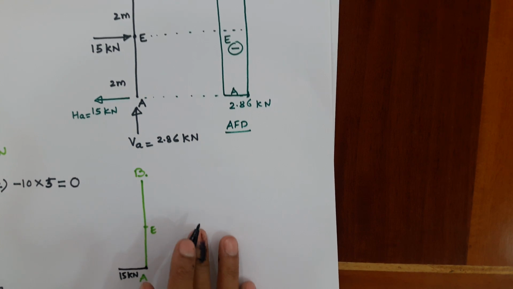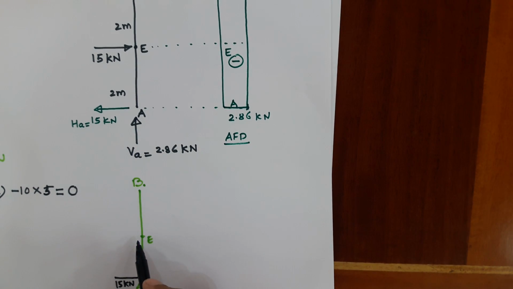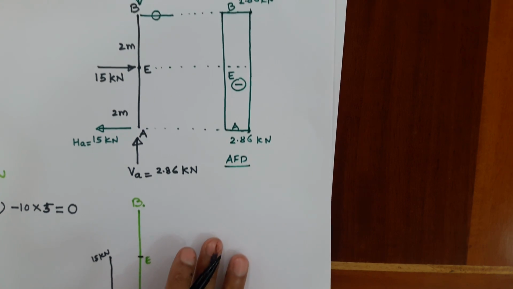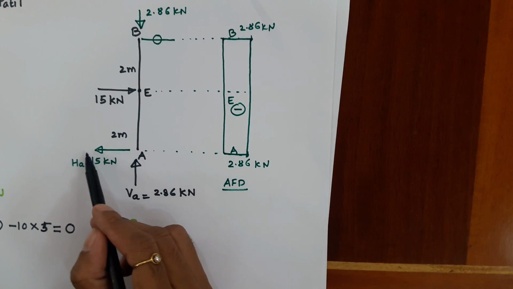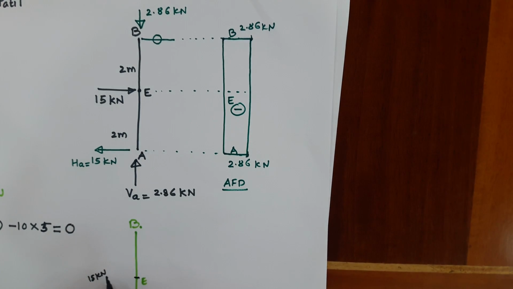Then we know that at E there is one point load of 15 kilonewton. Whenever there is a point load, you have to take the shear force just below it and above it. Since there is no load between A and E, the shear force will remain the same. So the shear force just below E will be again plus 15 only. But if you take the shear force just above E, then it is interesting to see that it is this 15 minus 15. So it is 0.